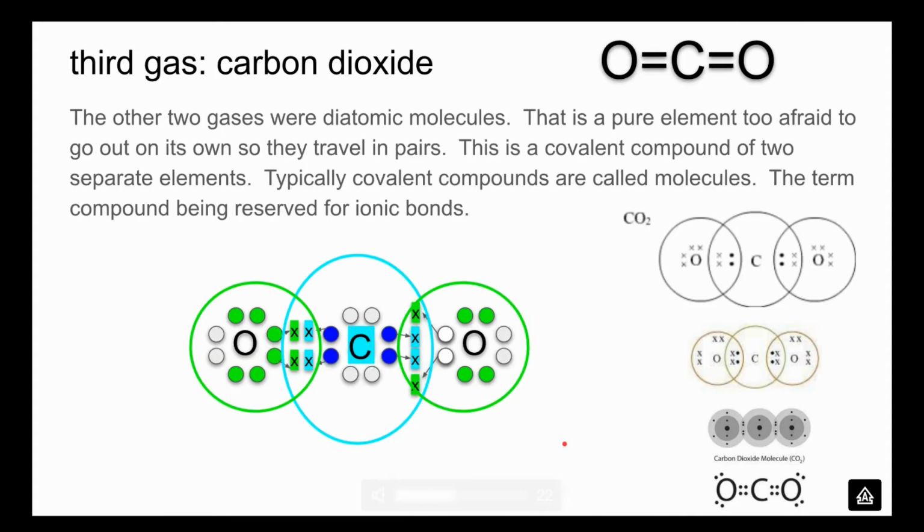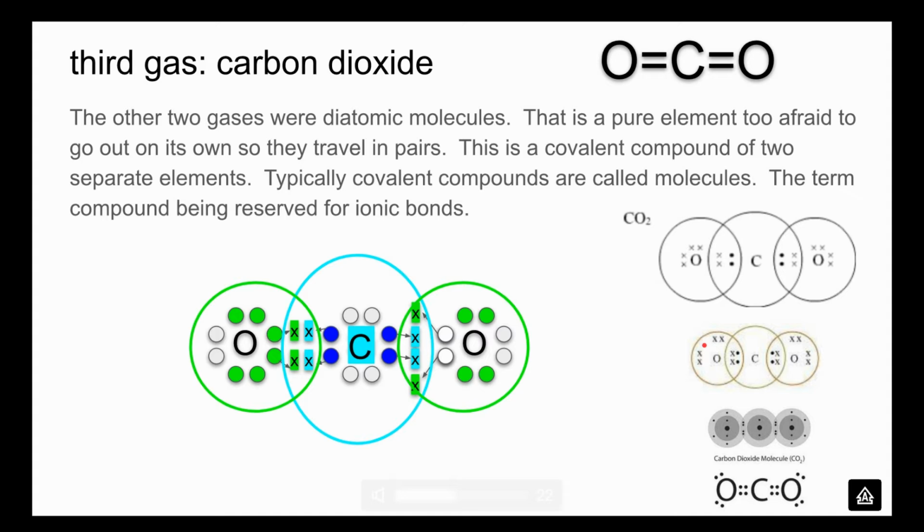The third gas we want to look at is carbon dioxide. This is the Lewis notation that shows all the movement of electrons, and here are common notations you see online showing a covalent compound like CO2. A structural diagram I wish we would learn in grade school. Why they save that for last and do these first, I don't know.